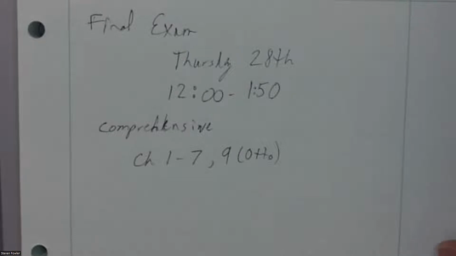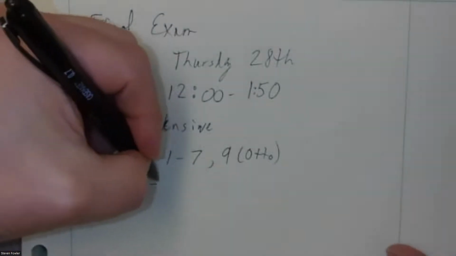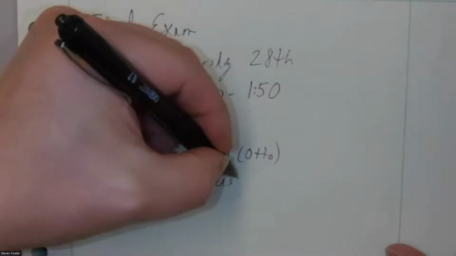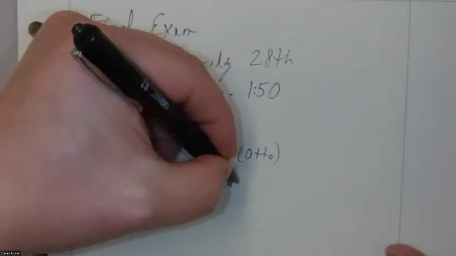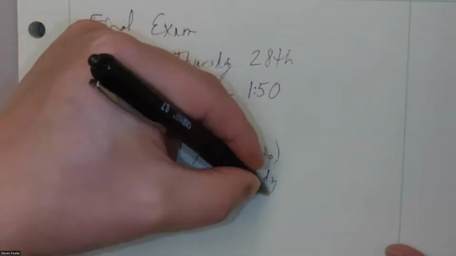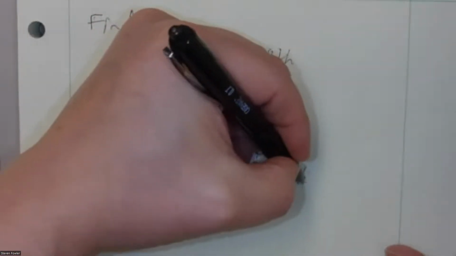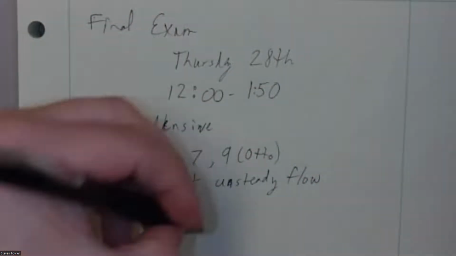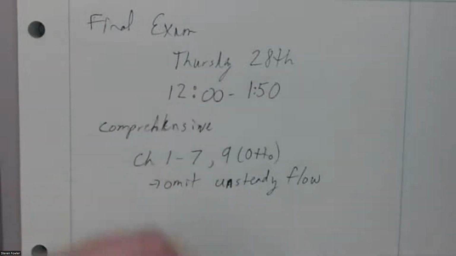Also, you can omit unsteady flow. Mentioned when we talked about unsteady flow, that would not ever show up on an exam or final. We just talked a little bit about using the uniform flow assumption as at least a possible way I could estimate unsteady flow outcomes. It's a nice thing to talk about, but that's not going to show up on this final exam.